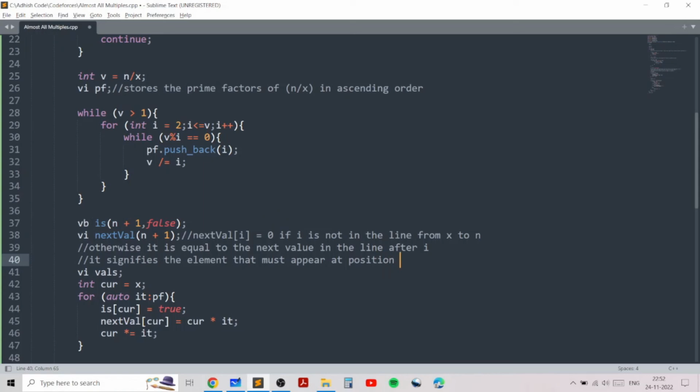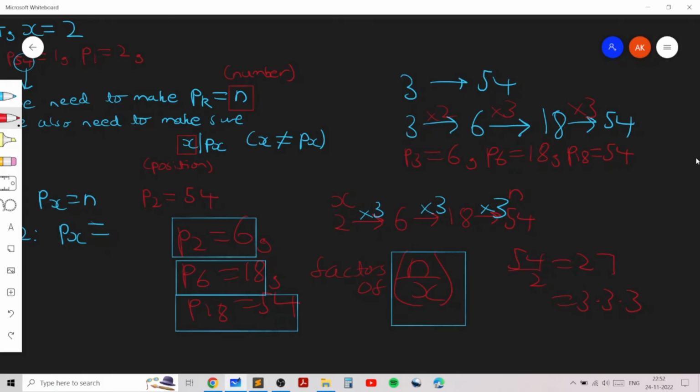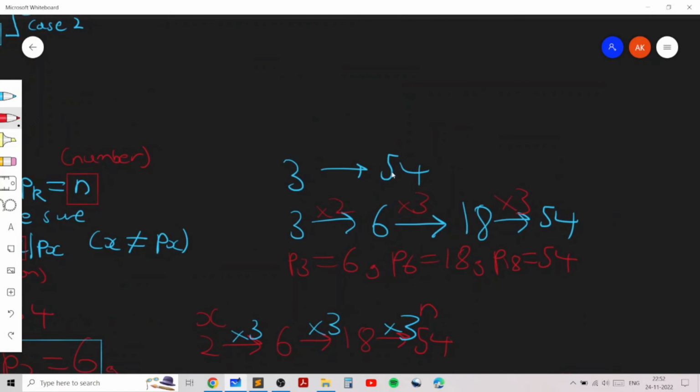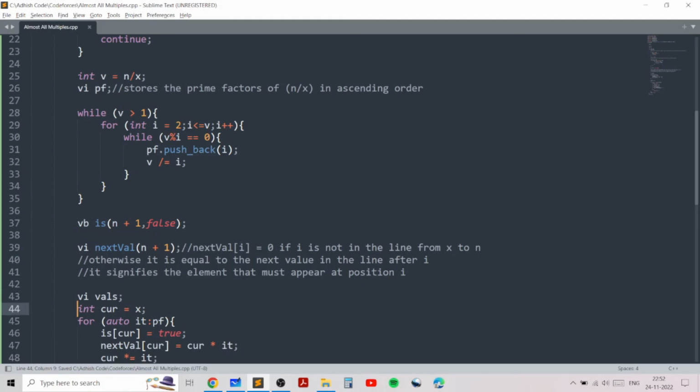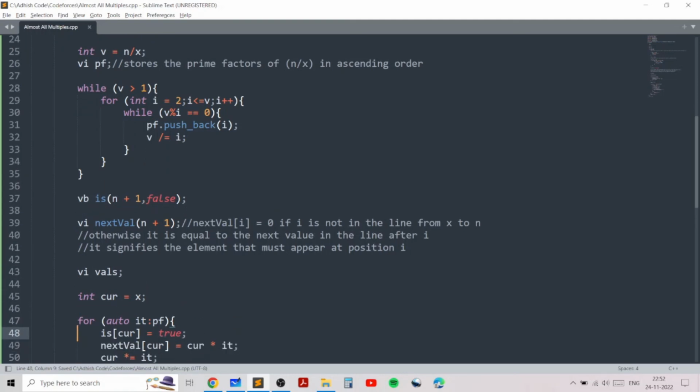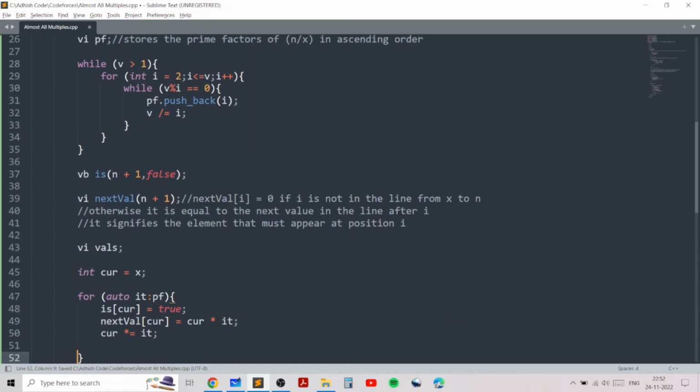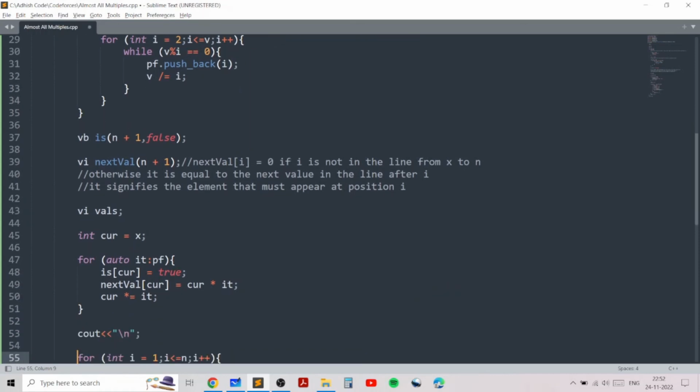For example, next value of 3 will be equal to 6, next value of 6 will be equal to 18, and next value of 18 will be equal to 54, because P of 18 is 54, and from 18 you go to 54. So that's the next element that you'll go to when you're traversing the line from x to n. So we store all these elements.